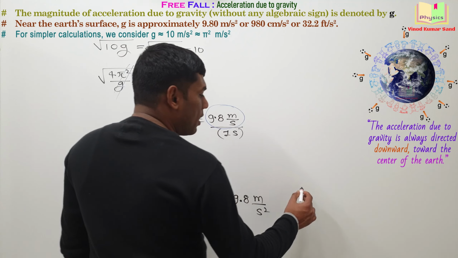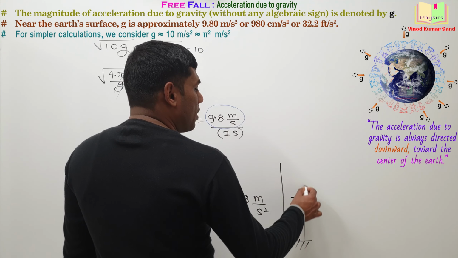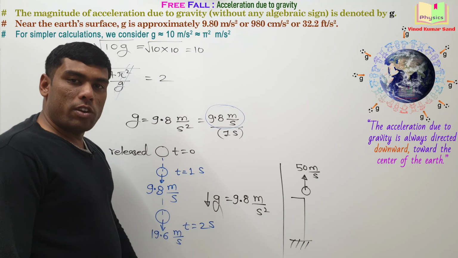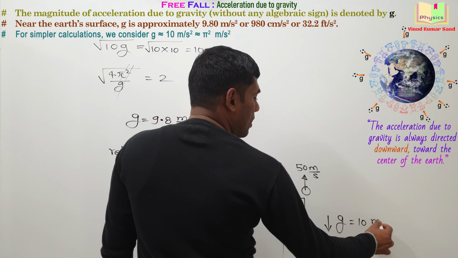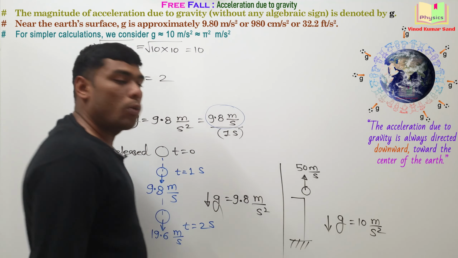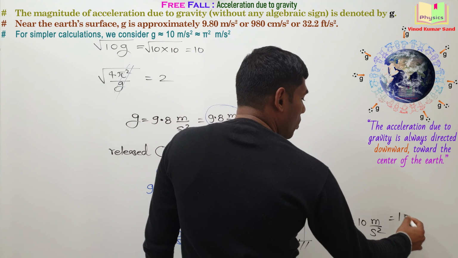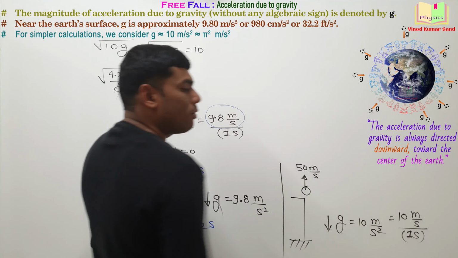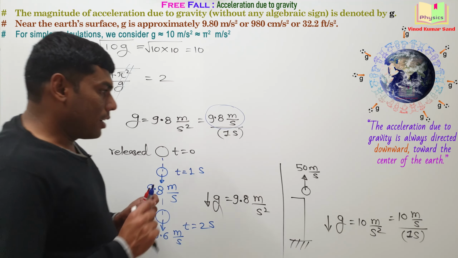Or if you see such a scenario, a ball is thrown up with a speed of, let's say, 50 meter per second. Which value of g should you prefer? Simple common sense. In this case, we should prefer g as 10 meter per second square. What is the meaning of 10 meter per second square? It actually means 10 meter per second per second. In 1 second, the velocity will change by what amount? 10 meter per second. Okay.